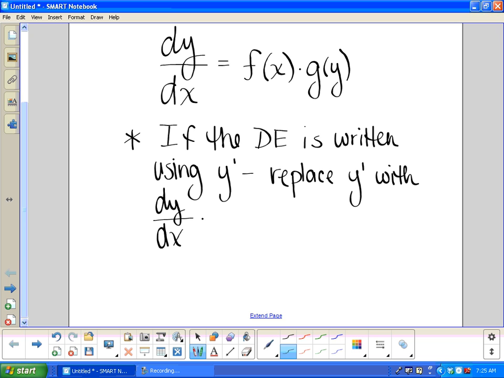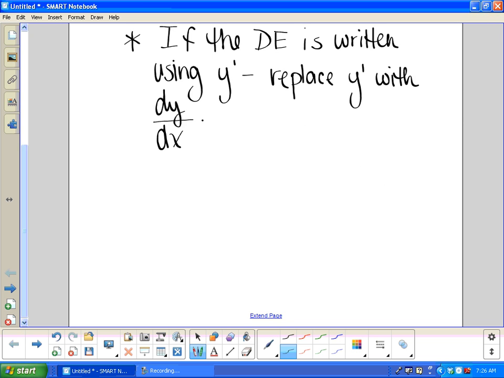Alright, so sometimes they're nice and they will give you the DE solved for y prime or dy/dx, and then sometimes they won't. So the first thing I would start by doing is to take my function and get all the y's and the dy on one side and all the x's and the dx on the other.